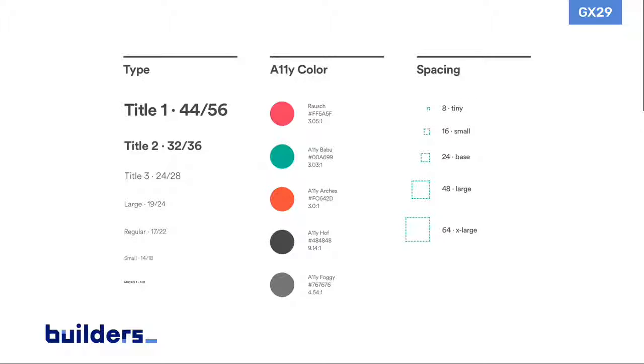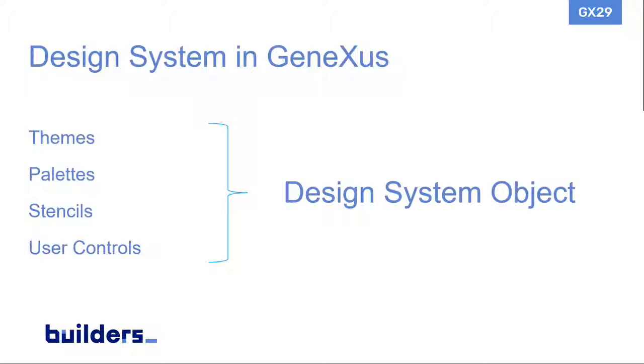In design systems, we also have tokens, which are properties. A token is a color, a kind of letter, a dimension in the image, a width, a margin. These are properties that are cross-cutting to the control of the molecule that is being used at the moment. We could already express tokens and combinations of tokens. In GeneXus, we have themes and palettes, and also with stencils and user controls, we have all the pieces to make a design system. But everything is interconnected, and that is why we are introducing the design system object.